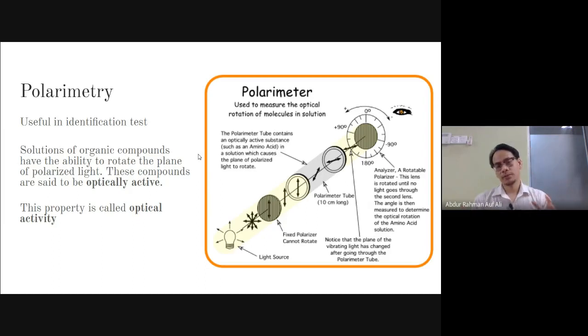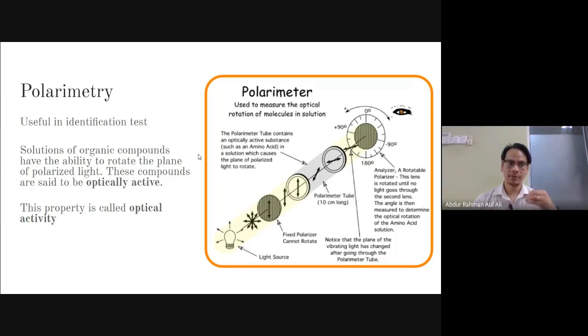They rotate to the right at a certain angle, at a certain degree. They rotate to the left also at a certain degree, and not all of them rotate the same way. Same as humans, all of us are unique. We like things that are different from other people. That is behavior. So here we can manipulate this behavior to identify compounds.